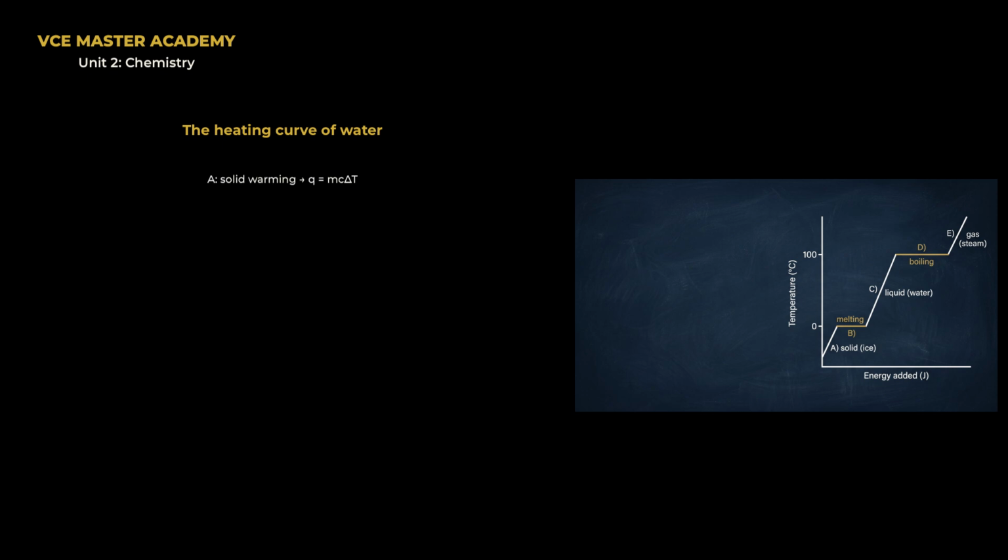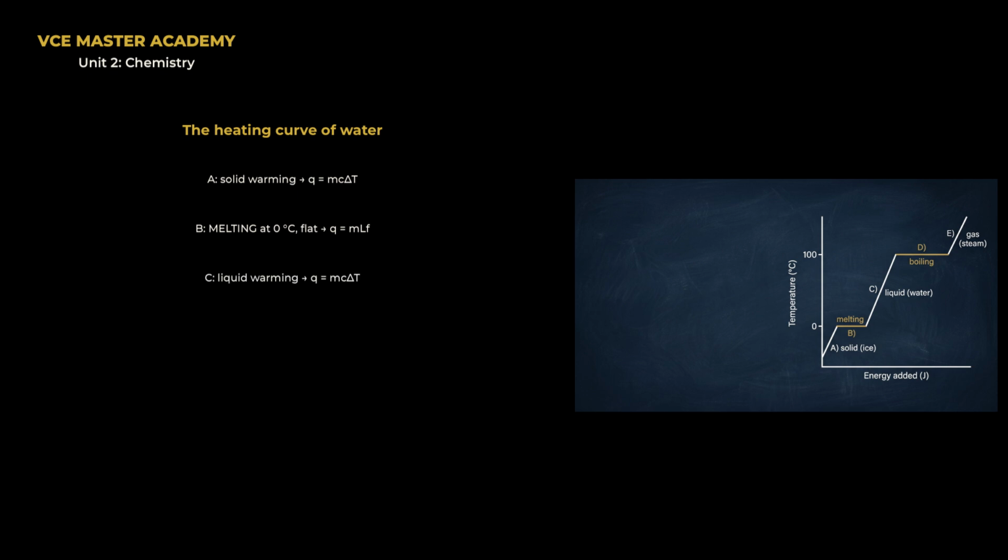Section A. The ice warms up. The line climbs. Thermometer moving, so that's MCΔT territory. Section B. We hit 0 degrees and the line goes flat, completely flat. The ice is melting and every joule is breaking hydrogen bonds. Flat thermometer, so this is MLF. Notice both solid and liquid exist together here.